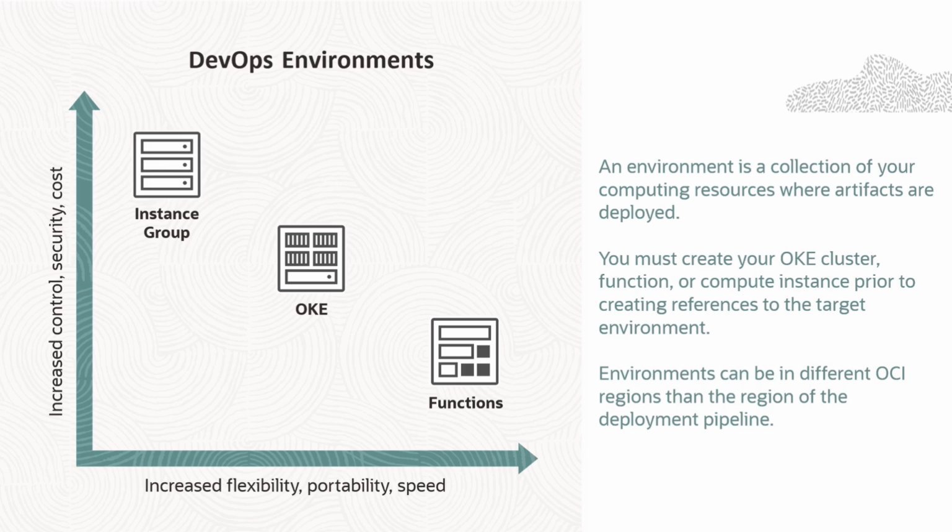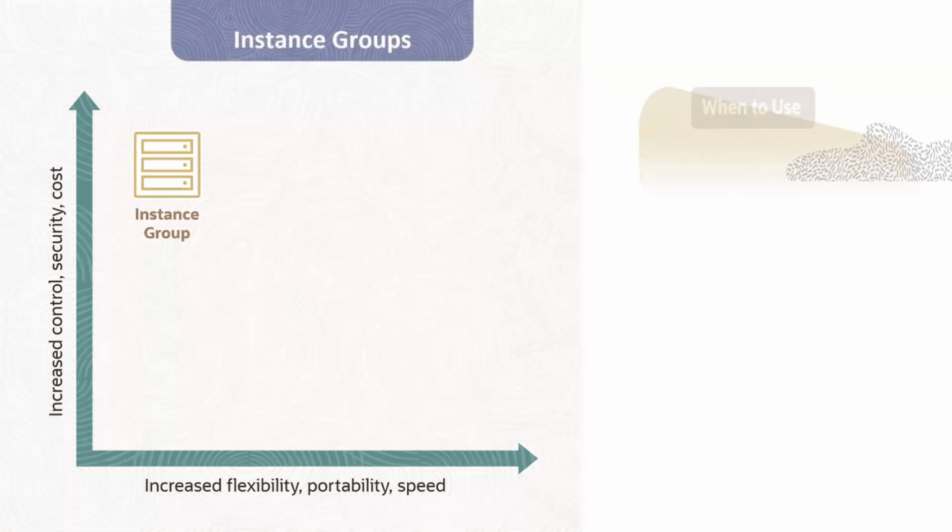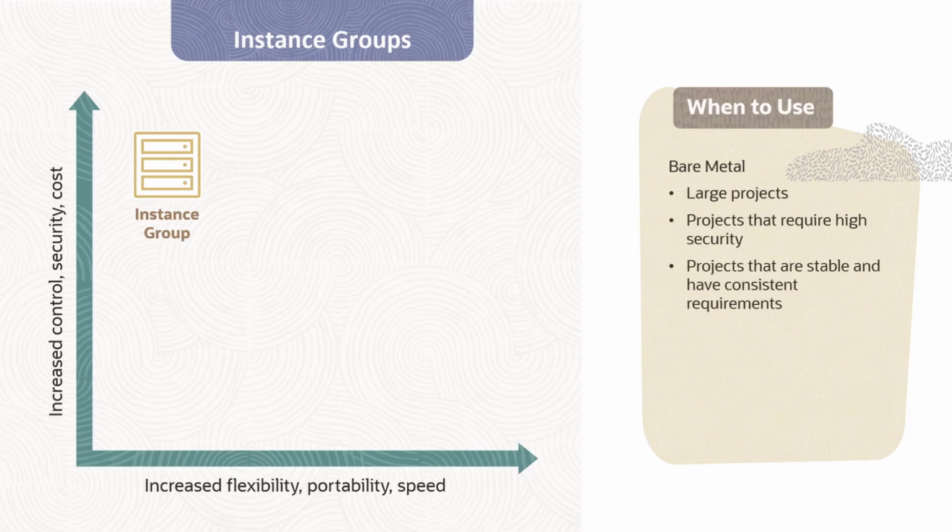Which environment you choose for deployment depends on your needs based on flexibility, security, speed, and several other factors. This graph here helps us examine trade-offs between control, security, and cost with that of flexibility, portability, and speed for the choice of target environments that are available. Let's take a closer look at each environment.